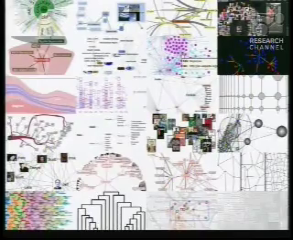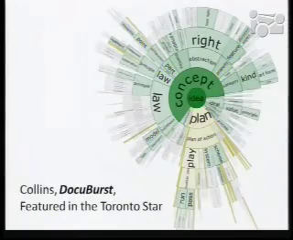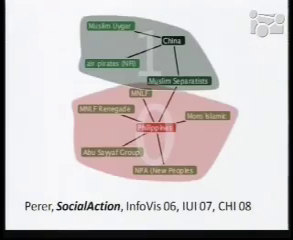But perhaps the most rewarding part of building these tools is the rich collection of visualizations that have been built by both myself and others, a number of which have led to publications in top-tier venues such as ACM CHI and IEEE InfoVis. For example, Jeffrey Heer and Pat Hanrahan at Stanford used Prefuse to build new algorithms for flow map layouts. Chris Collins at Toronto used it to visualize WordNet data in what he called DocuBurst, and this was featured in the Toronto Star, which is Canada's highest circulated daily.